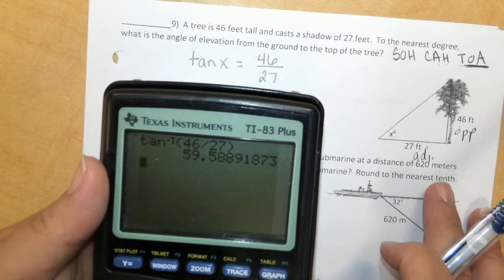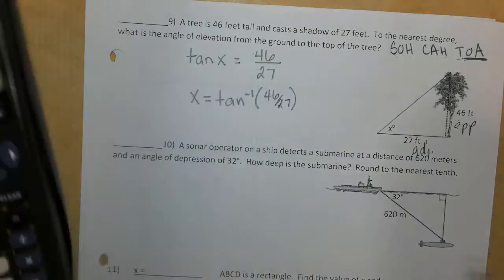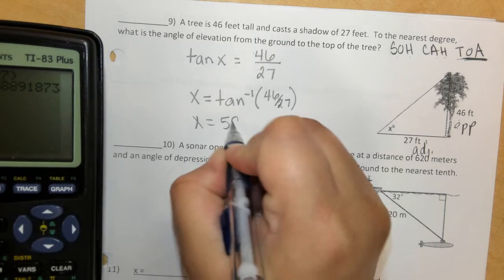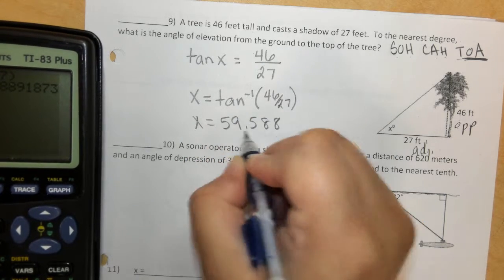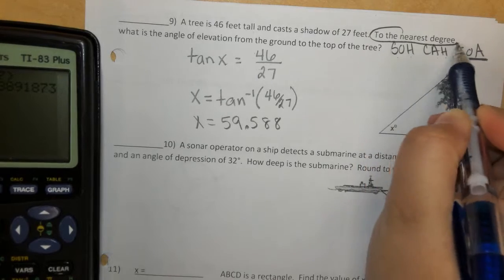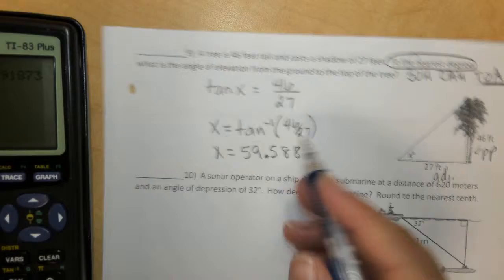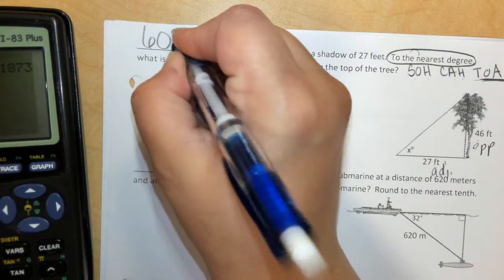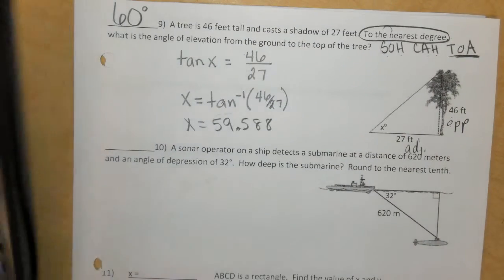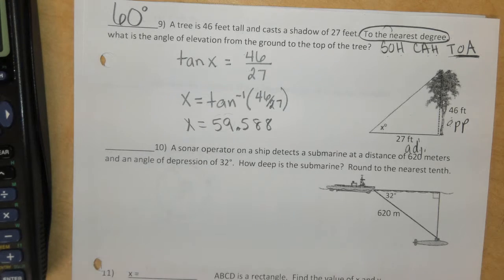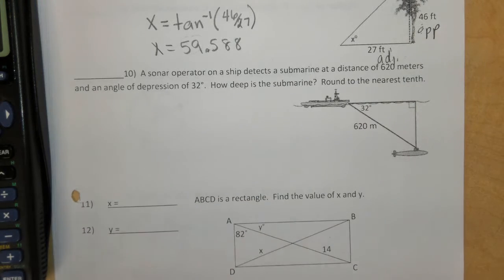59.58. Now, in this particular problem, it does ask us to round to the nearest degree. So the 5 makes the 9 go up. This makes 60. And that would be degrees, since you're finding the angle measurement. Okay, and number 10, a sonar operator on a ship detects a submarine at a distance of 620 meters and an angle of depression at 32 degrees. How deep is the submarine?